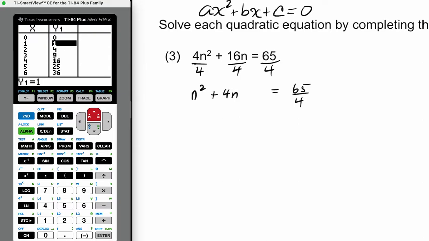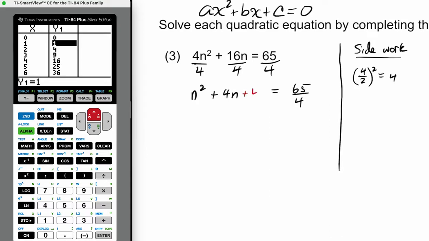All right, so now we'll get into the completing the square process, and we do that by taking our b value. So a little side work here. Take our b value, cut it in half, square it. 4 divided by 2 is 2, squared is 4. That number gets added to both sides of the equation. On the left side we factor, on the right side we combine.